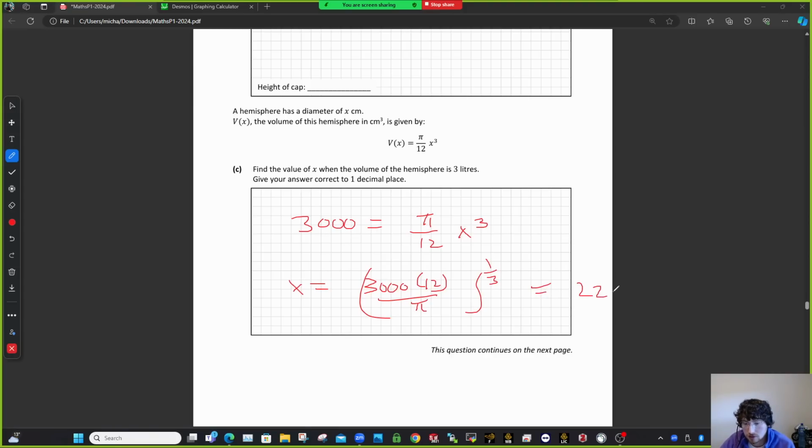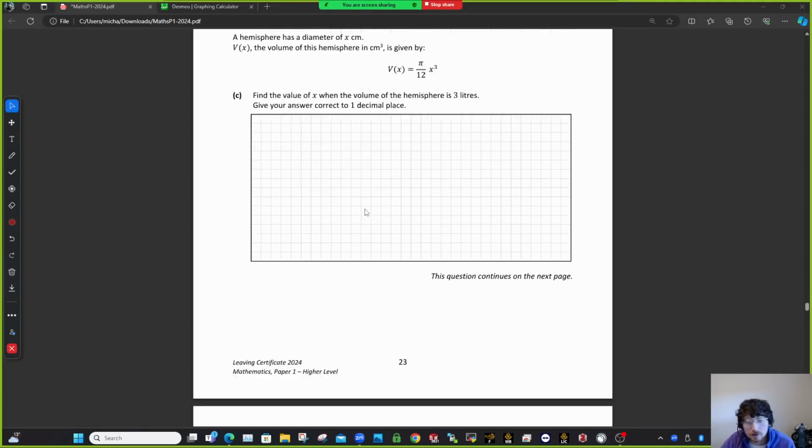which is 22.545, and it has units of centimeters, diameters in centimeters. Cool. That was a tough one.